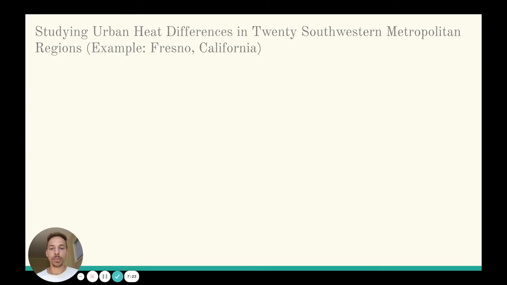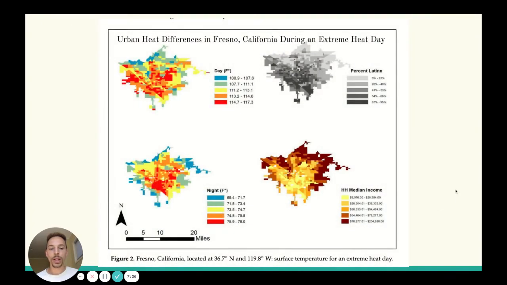Taking the example of Fresno, California, if you look at this, the percent Latinx is strongest where you have these darker colors. This is the heat difference by day. The darker red colors would be hottest, whereas the blue and green would be cooler, and it's the same with the nighttime temperatures they gathered. Then for median income, the lower median incomes would be these yellows and oranges, and the darker reds and oranges would be higher. I'll give you a second to look and see what you can gather from these.